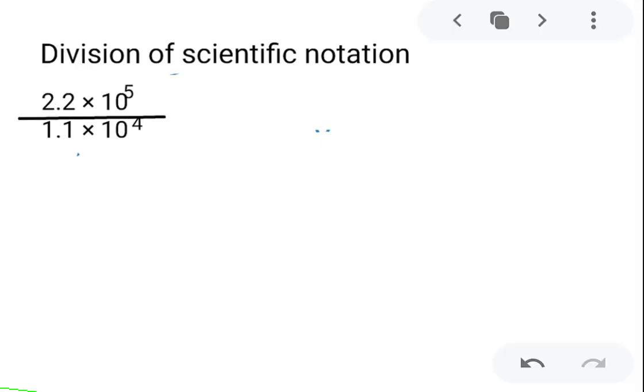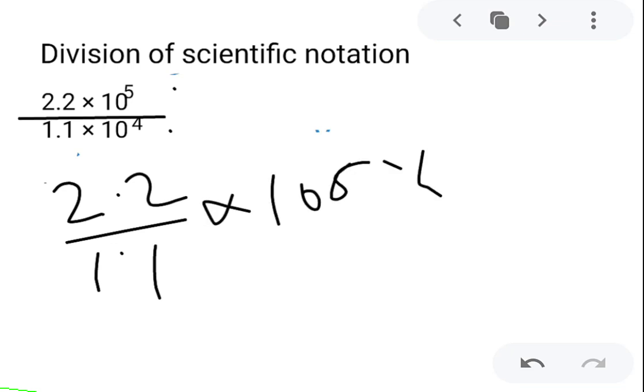In division also there is no rule that the powers should be the same. So just divide the digits. Simple, divide the digits, that is 2.2 upon 1.1, right? That is 2.2 upon 1.1 into 10 raised to 5 minus 4. So it is 2 into 10 raised to 1.